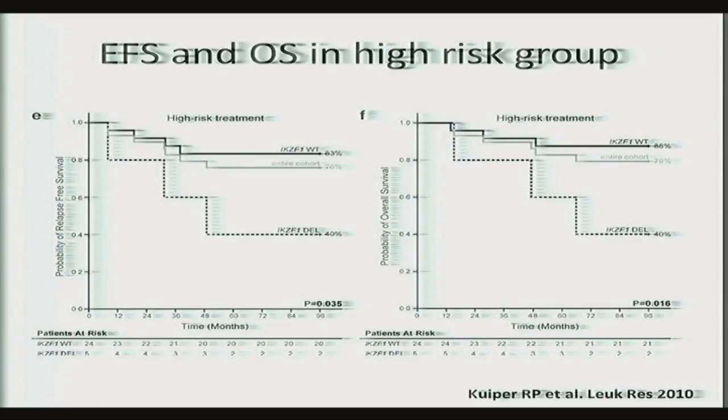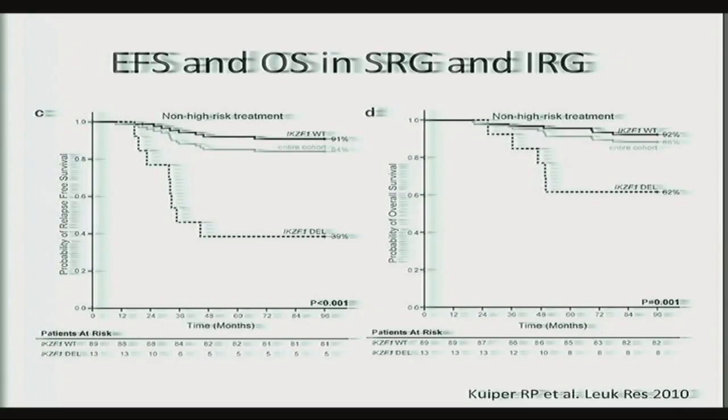The same if we consider just the very high risk group of patients based on the stratification models. So basically, if you have deletion of Ikaros, very often something goes wrong with the patients. The same in the standard risk groups. This is another paper published in collaboration, also with our group.